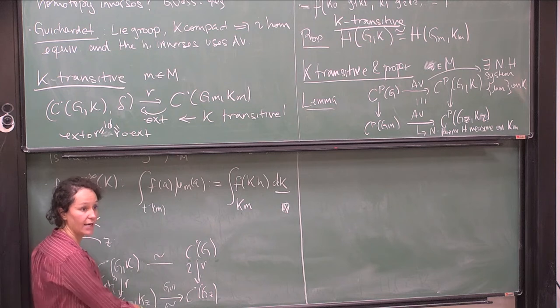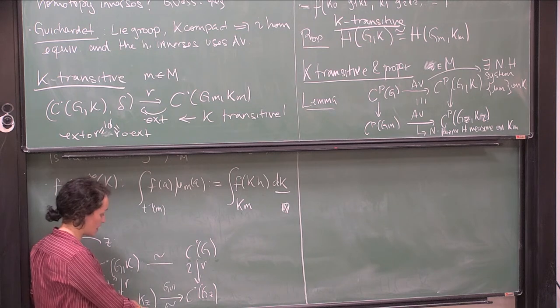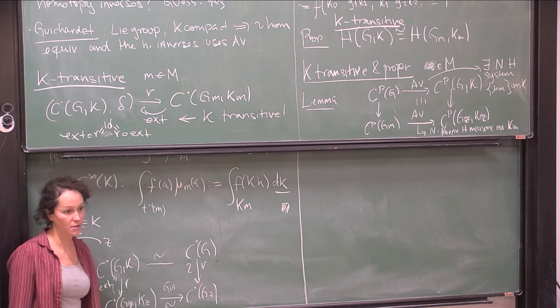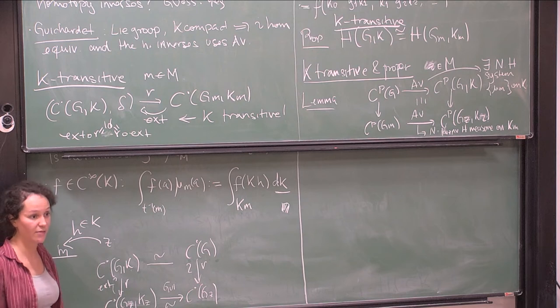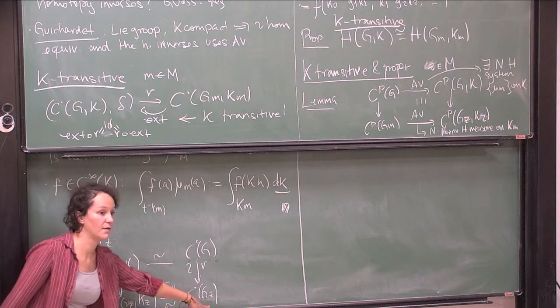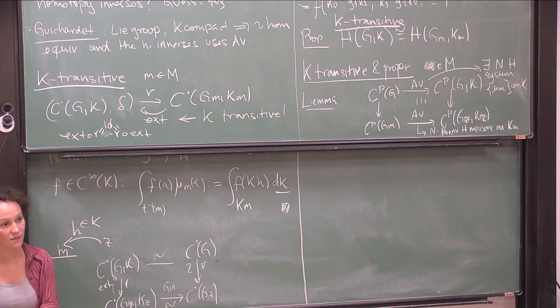Okay, so that I can use the result of Guichardet to relate this cohomology to this one, right? Which is an isomorphism. This is the only part where I use proper. So this is an isomorphism between the relative cohomology and the cohomology of G-Z, no? Yes. Because this is reminiscent of what Marco was saying, of some sort of long exact sequence, relating relative cohomology, the cohomology, and the cohomology of K that would vanish.